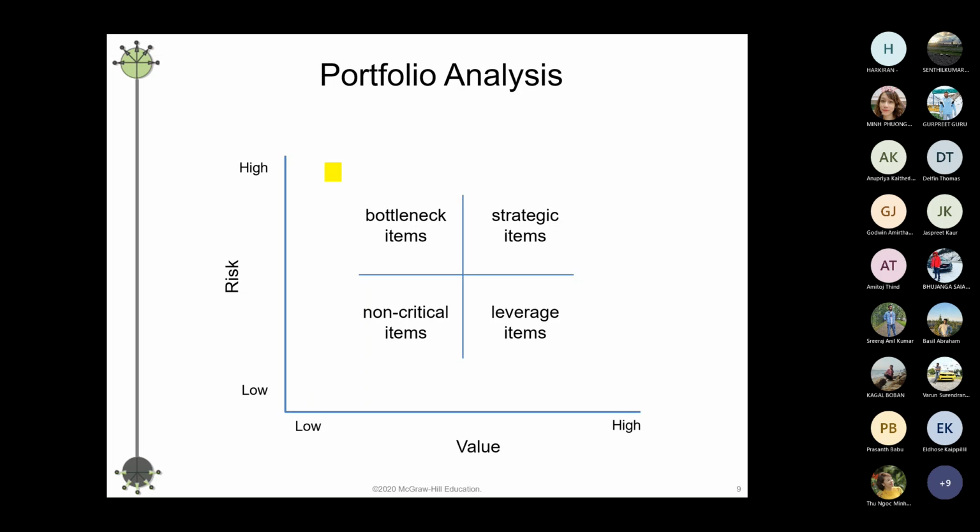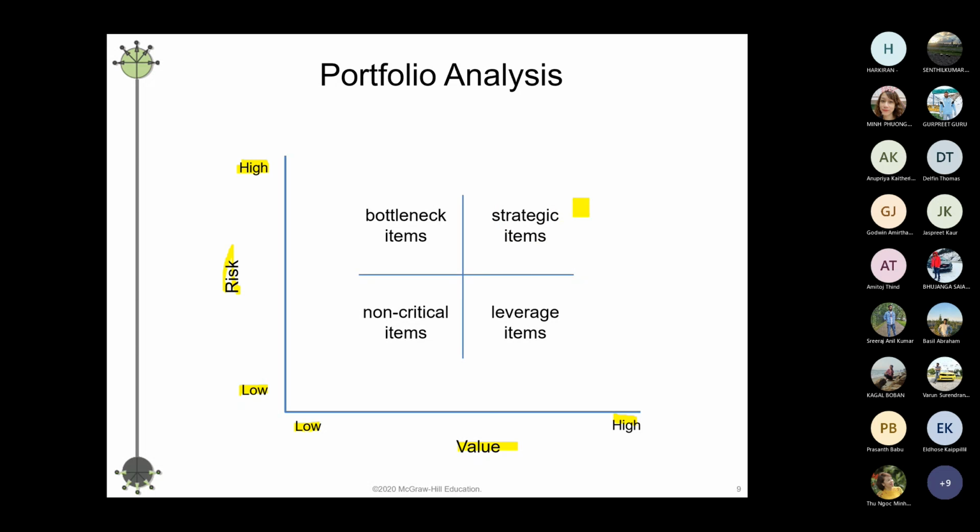We ended up learning about portfolio analysis when we discussed value versus risk. So as a result of low value, high value, and low risk to supply the items, and high risk to supply the items, we have 4 different categories on this matrix. If you remember, we also called it the Kraljic matrix.